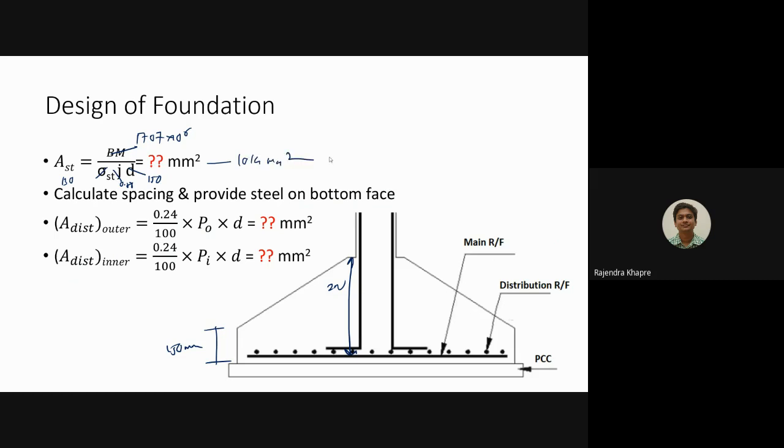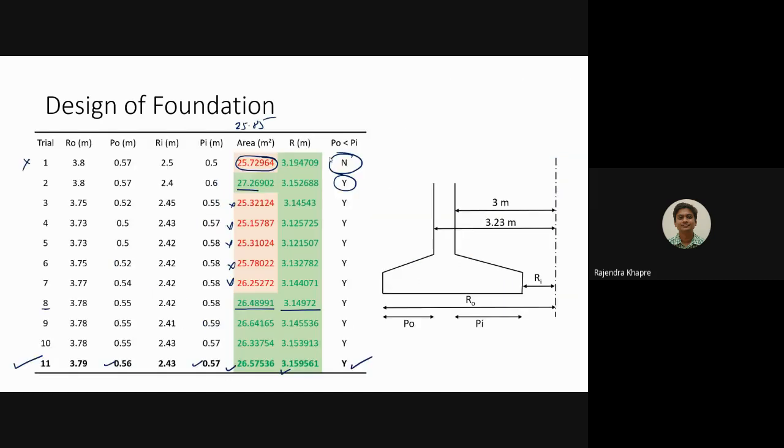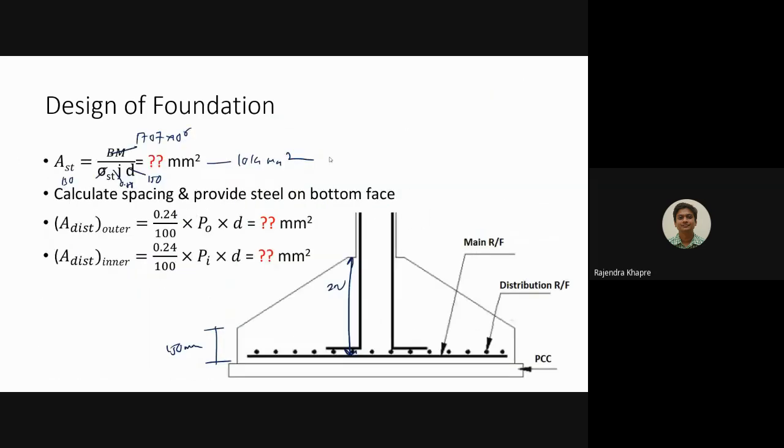Okay, and this AST outer and AST inner, that is a distribution steel, it is 0.24% of the cross section area. Now here the cross section area, in this you have the outward projection. So outward projection and inward projections are slightly different. So outer is 0.56 and inner is 0.57. This d is still 150. This is in meters, so you can write this as 560, and here you can write this as 570. Okay. How much is the steel?